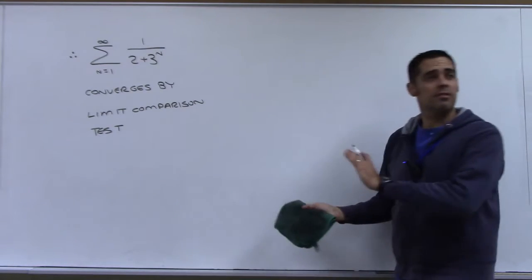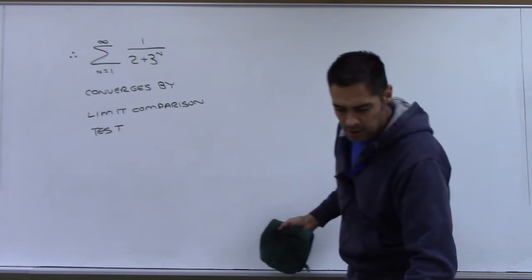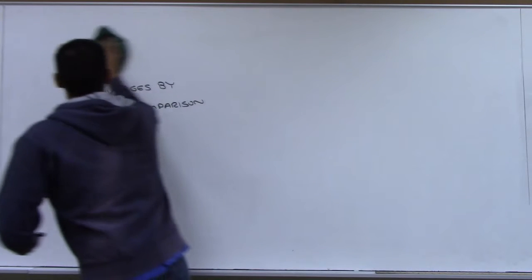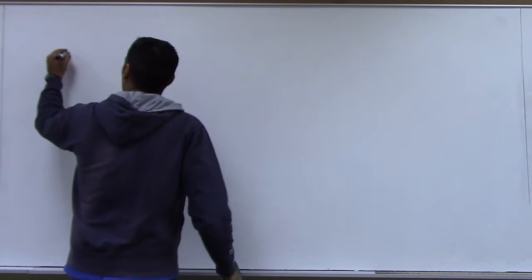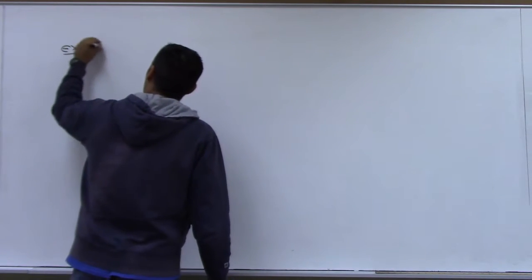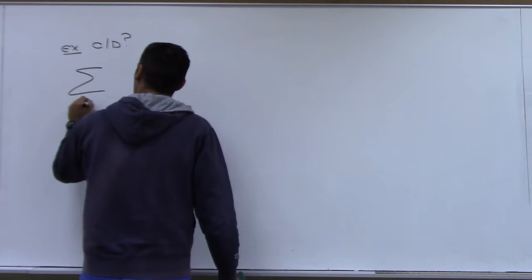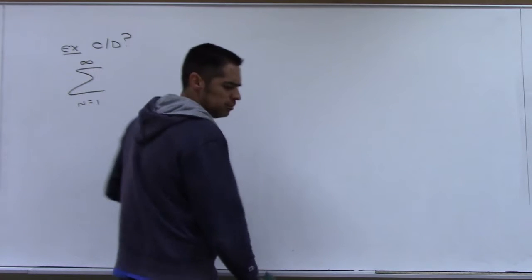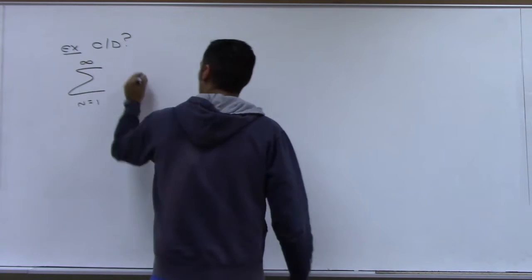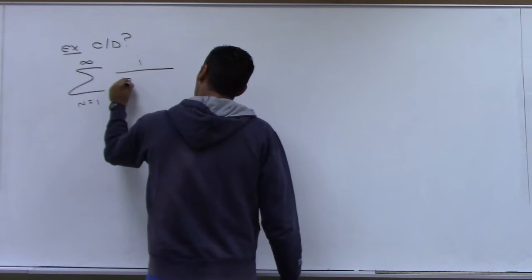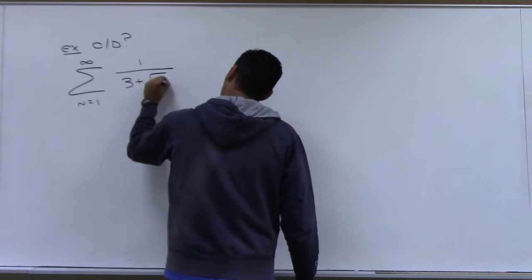Okay, no questions? We're good? All right, let's take a look at another one. This one's kind of cool. Next one, same thing, converge or diverge. Let me know. Sum, n equals 1 to infinity, 1 over 3 plus root n.